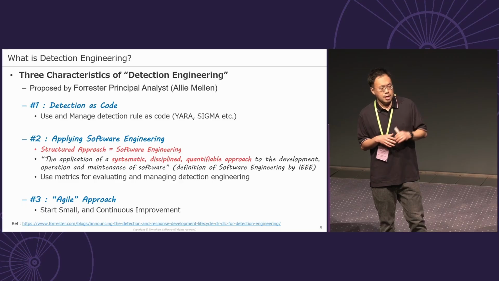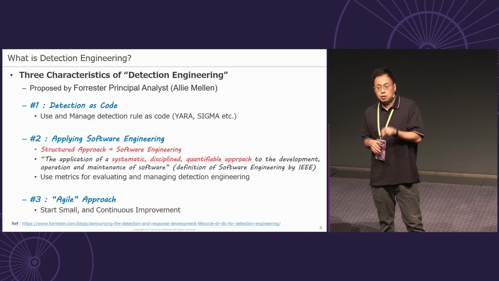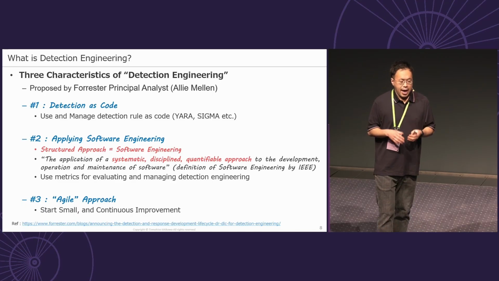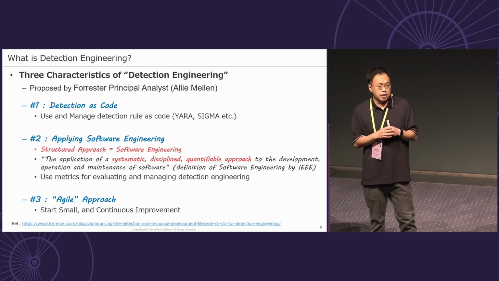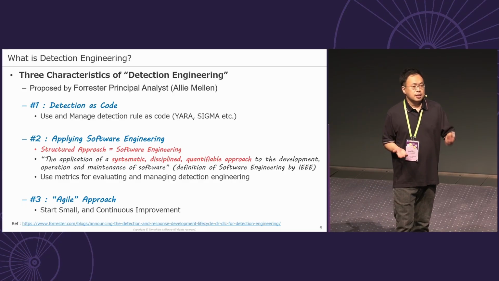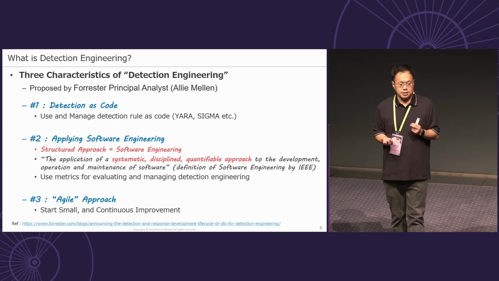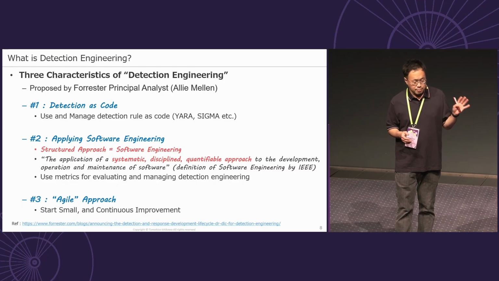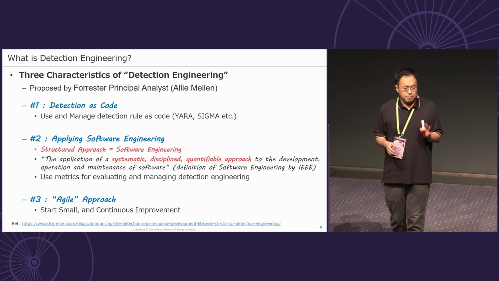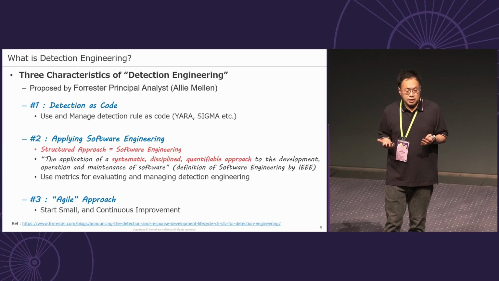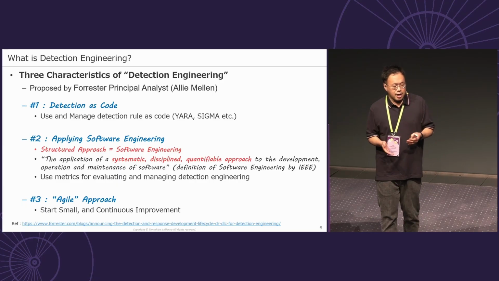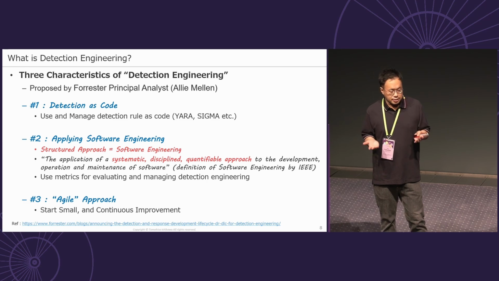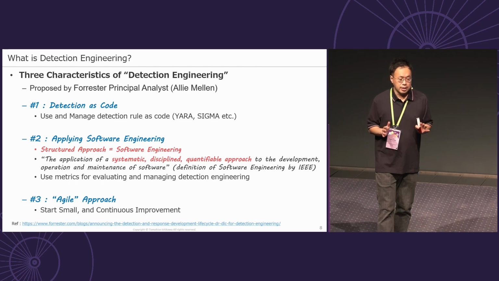Secondly, applying software engineering processes. Actually, when we say a structured approach, we'd like to apply software engineering. The definition of software engineering here came from the IEEE, but basically, we'd like to use metrics or some sort of structured approach to manage and evaluate detection engineering. This is the application of software engineering.